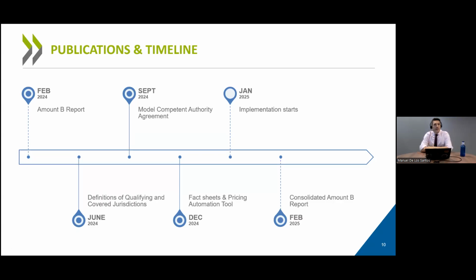All those steps led us to January 25 this year, where as of when jurisdictions are able to start implementing Amount B. Just addressing some of the questions we've already received, in terms of how can we get information about which countries are going to be implementing Amount B in 25? I think probably the answer is stay tuned. During the next few days, we will be updating that information on the OECD website.